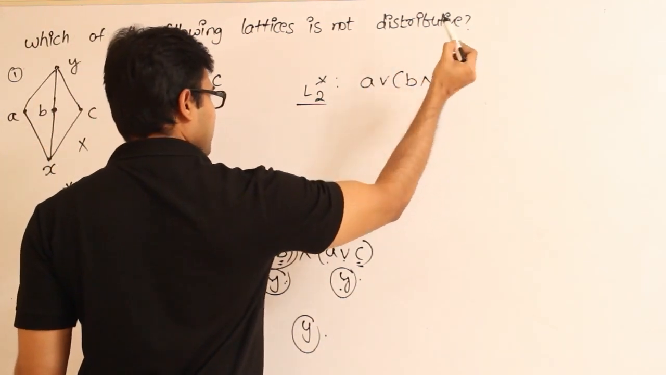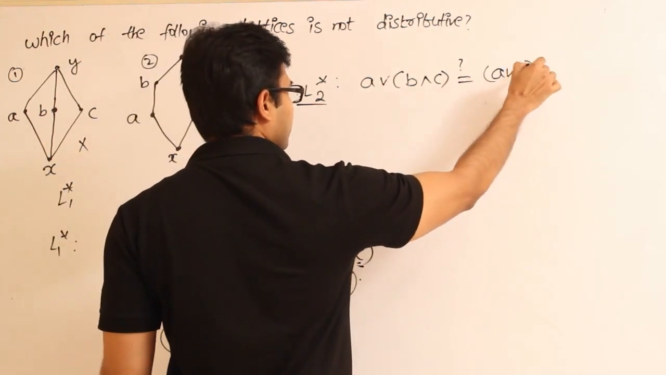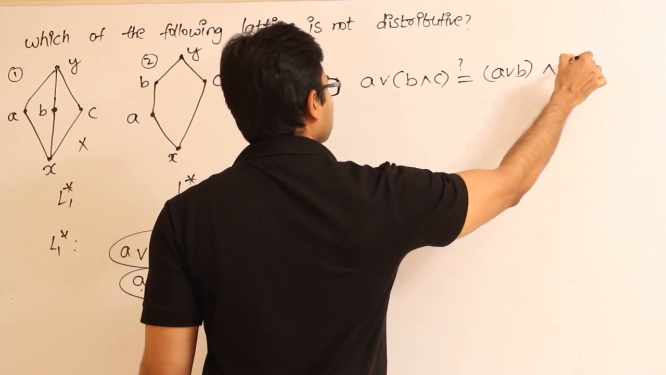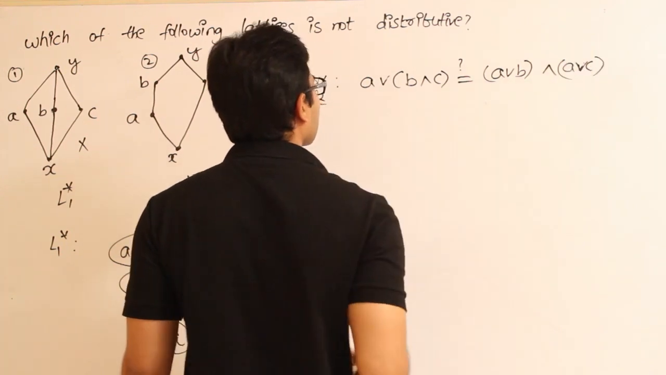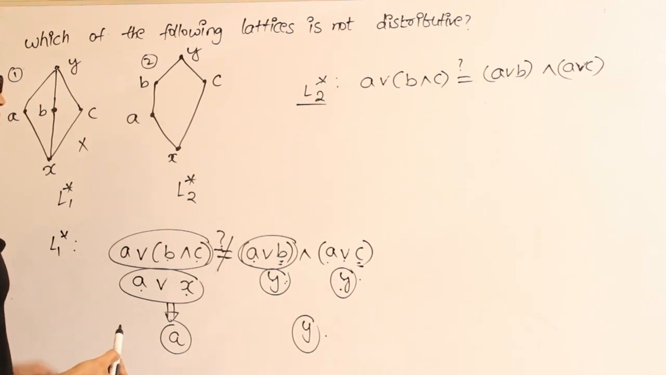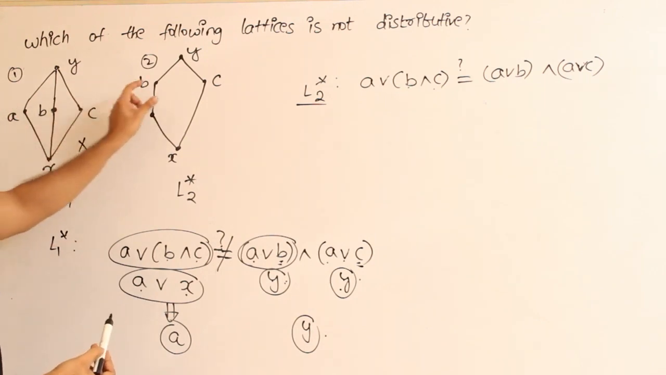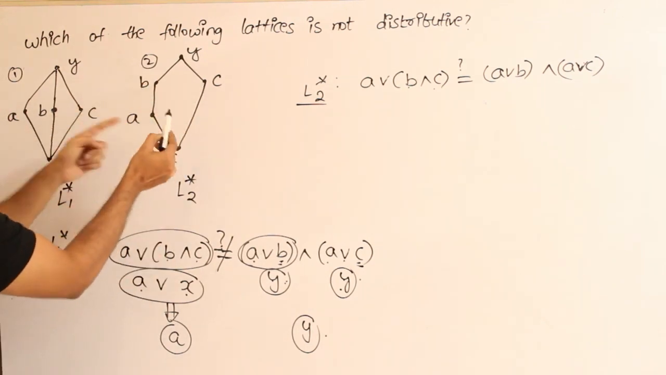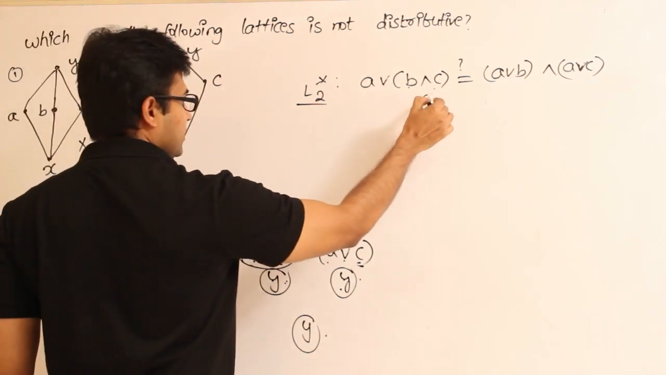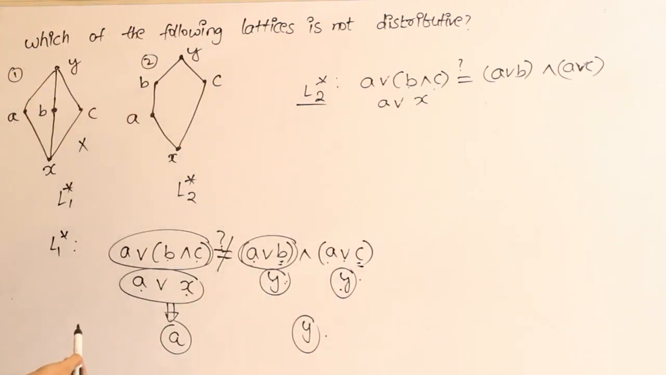I'm not sure, so that is why I'm putting the question mark there. Now see this. What is B and C? So this one, the meet of B and C. So B and C are going to meet at X. So this part is going to be X. Now what is the join of A and X?